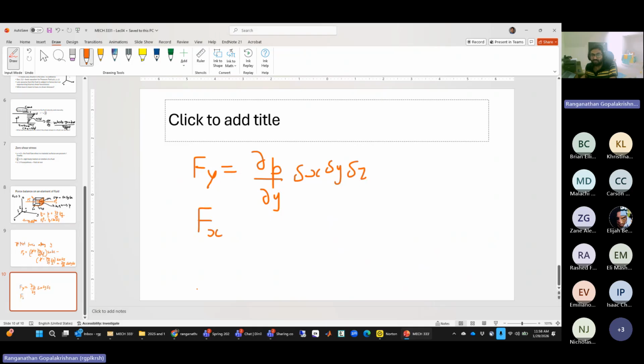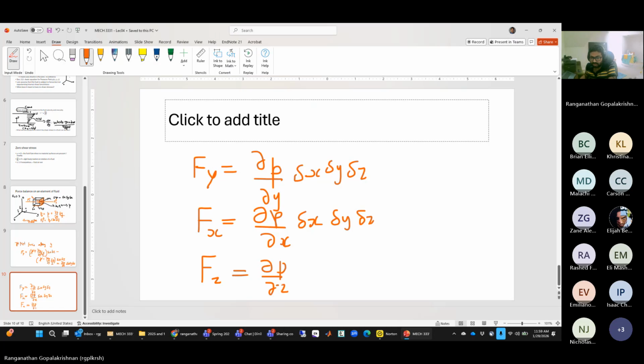It's not a stretch to write what Fx and Fz are, because what are x, y, and z? They are just labels, just names. You can call something y, or you can call it x, or I can call it z. It's the same thing. We just give it different names. So the three directions are all equally likely. If you want to write the same expression in the x direction, you don't have to go through the derivation again, because nothing is different. You just replace the symbol y with x, and if you replace y with x and x with y, nothing will change. It will still be delta x, delta y, delta z. Same goes for the z direction: partial derivative with respect to z, delta x, delta y, delta z.